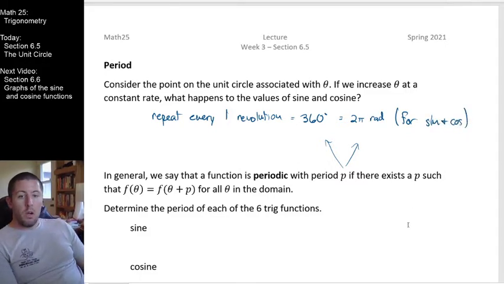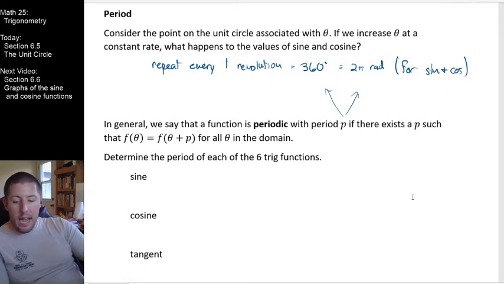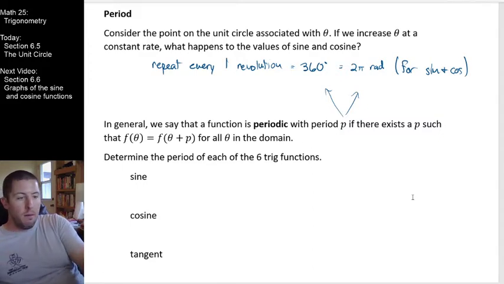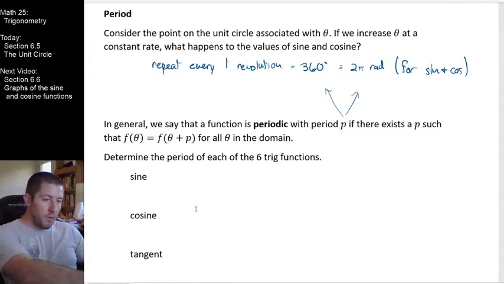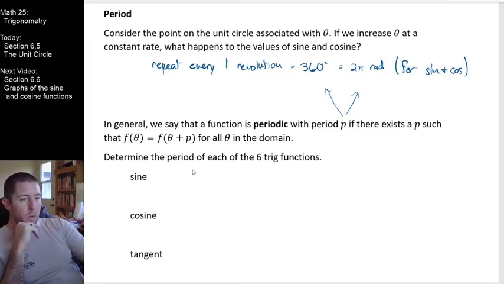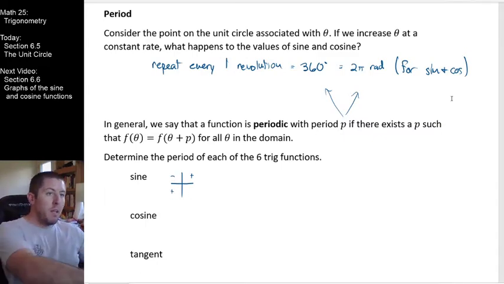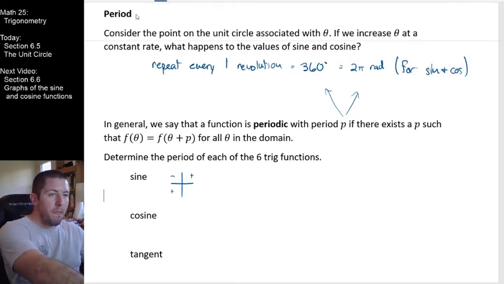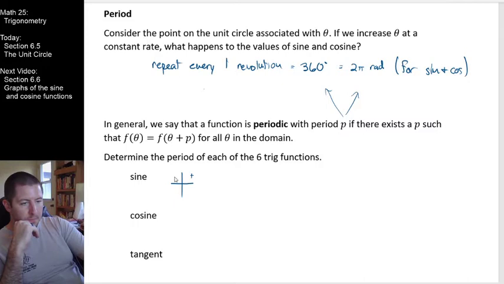When we talk about sine and cosine, we can visually see that these values are going to repeat every 2 pi. We know that we're going to get positives and positives, and then negatives and negatives, and then we're back to the positives again.